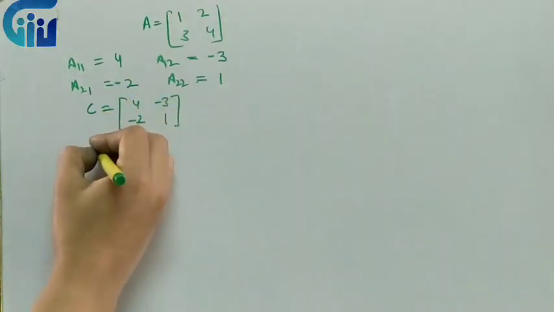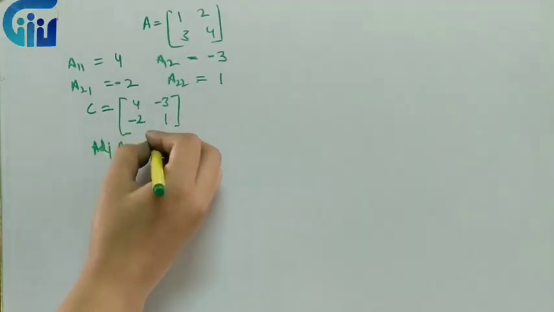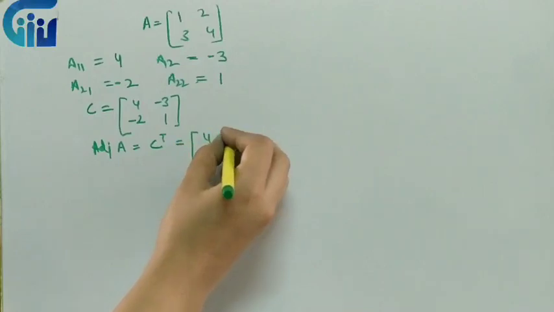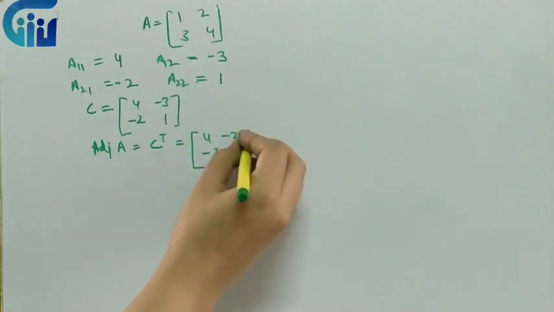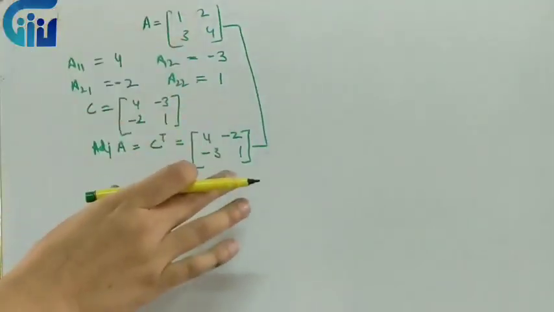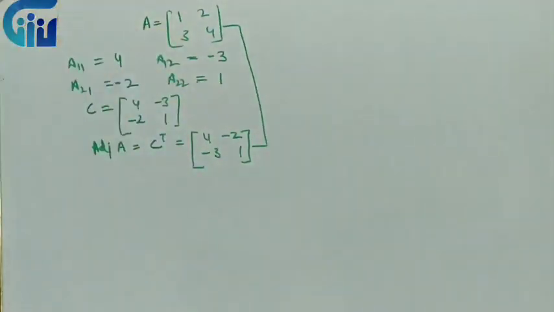Now what is adjoint? Adjoint is the transpose of this cofactor matrix. So I will write it as 4, minus 2, minus 3 and 1. Now just try to observe. This is the elaborate method. Now try to observe the relation between these two. What do you observe? All the elements are almost the same.